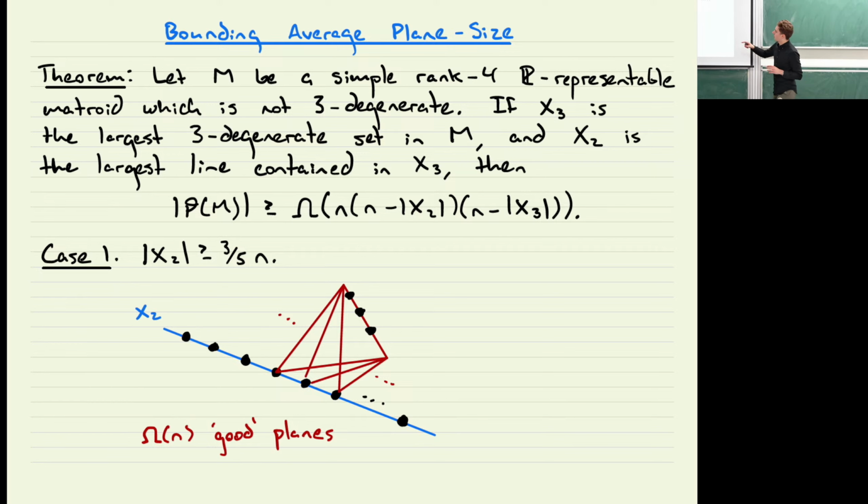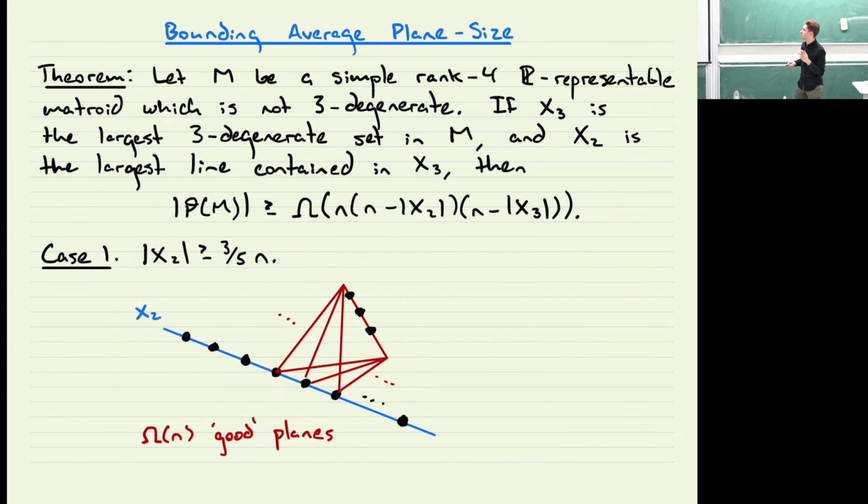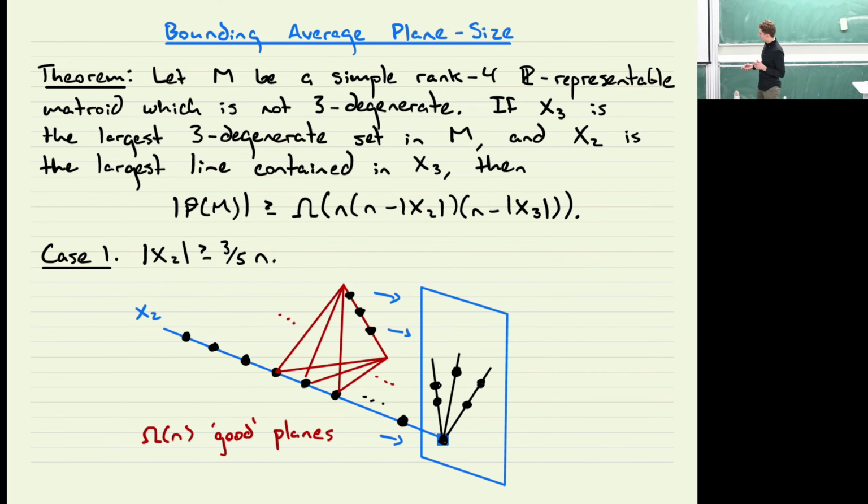So looking at this quantity, we have a fraction of n good planes for each skew line. What we need to do now is show that we have enough skew lines here. We need n minus size of x2 times n minus size of x3 lines skew to x2. And we get this by reducing to the rank 3 case and applying our earlier lemma. We do this by a projection argument.